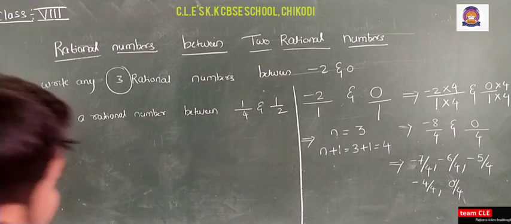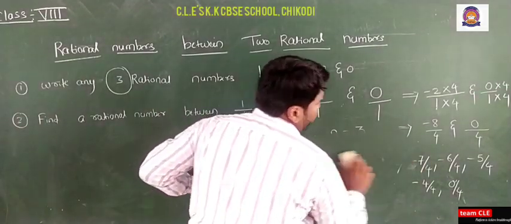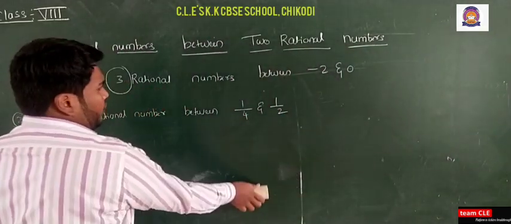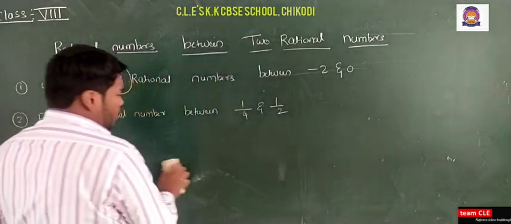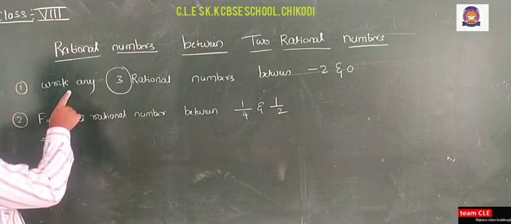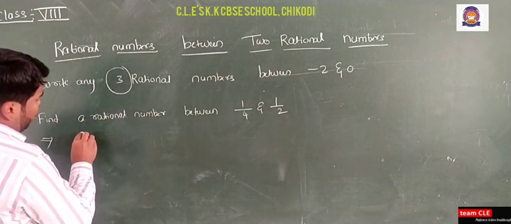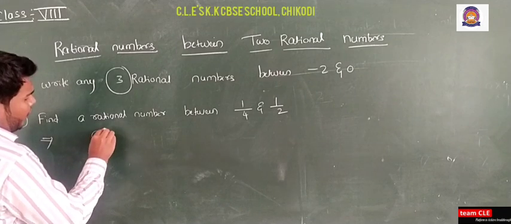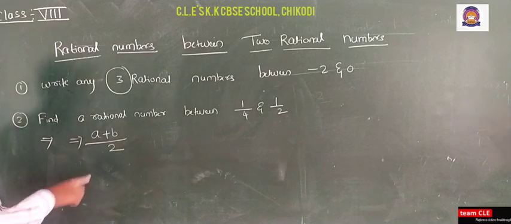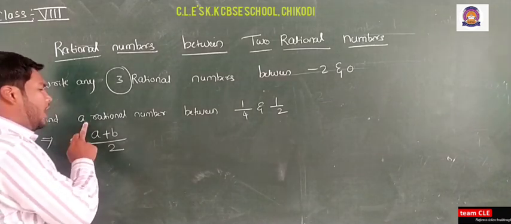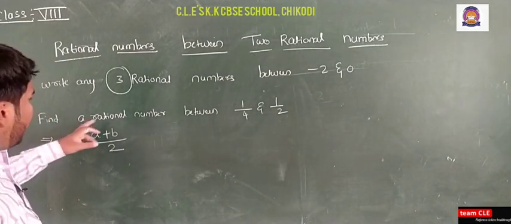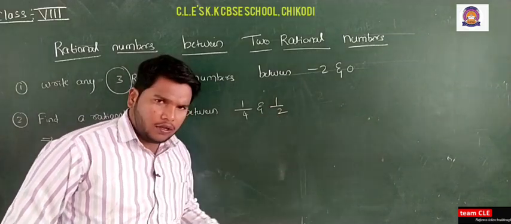So now we come to one more question. The question says find a rational number between 1 by 4 and 1 by 2. This is one more method you can use to find a rational number, that is case 2: the formula a plus b by 2. This formula can be used to find a rational number. They told only one rational number needs to be found between 1 by 4 and 1 by 2.